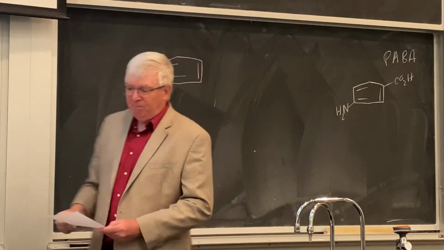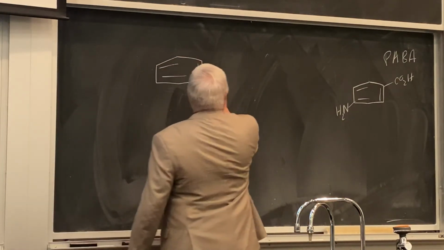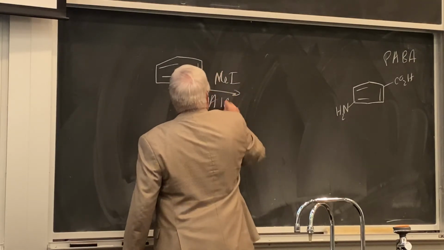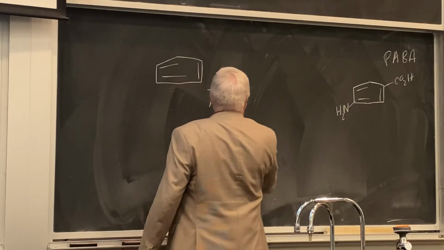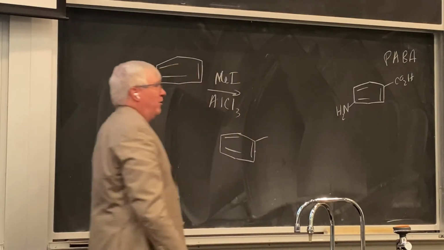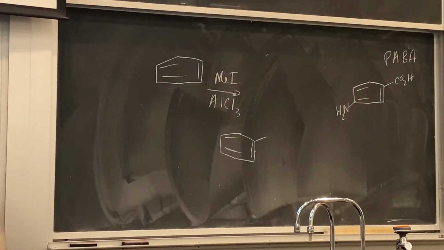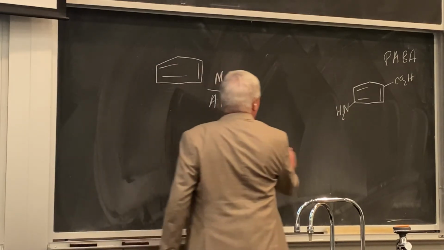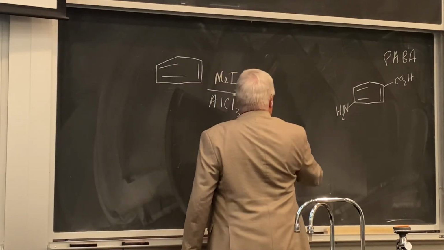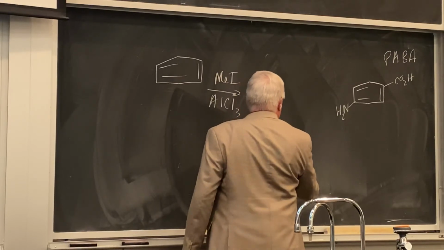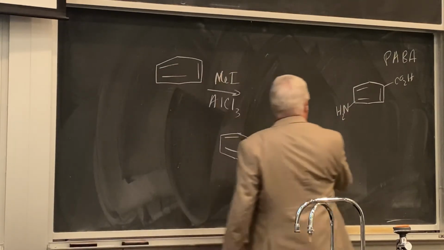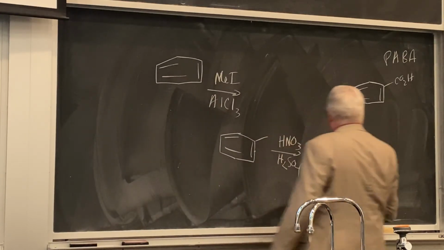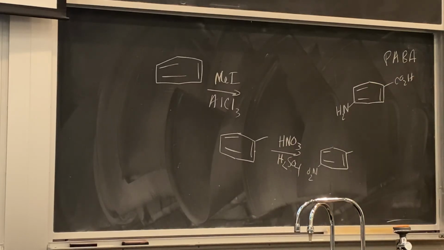Well, we need to put on first a methyl group. So how about methyl iodide and aluminum chloride? And that will give us what? Toluene. Wow, toluene's not in PABA. Why are we putting on a methyl group? Well, it's a good ortho-para director. And yeah, we're going to put on another group that's not part of the final product. We're going to nitrate that. We've already done that, right? These two steps are already known for us, right? We get some ortho also, we can separate that.